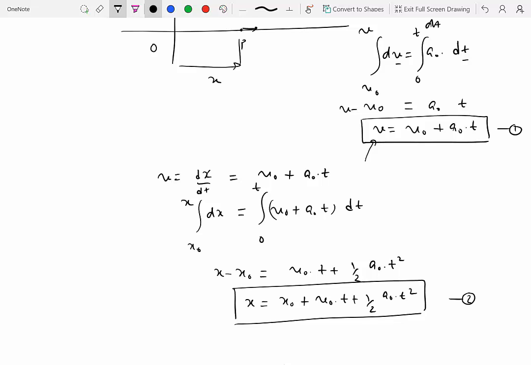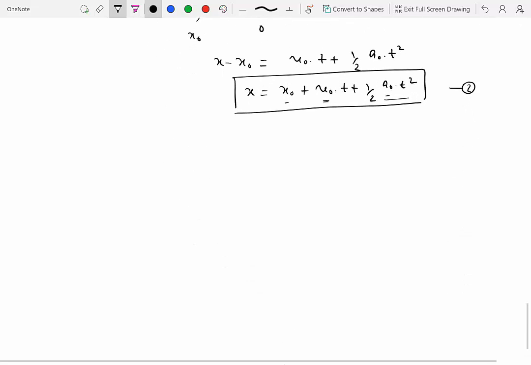Okay, so this has three terms. You can see we have x0, we have v0 t, and we have 1/2 a0 t squared. So if I am looking for my final position for a particular time, and I know my initial position, I know my initial velocity, I know my constant acceleration, I can compute what the position would be.